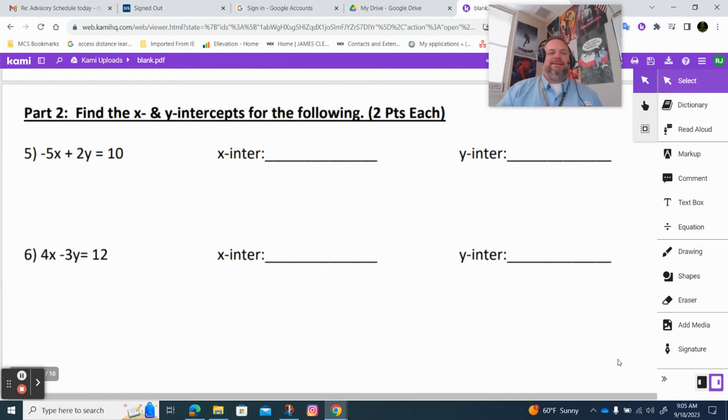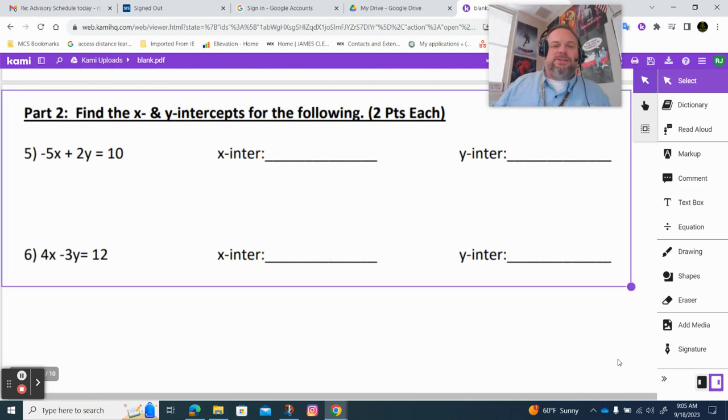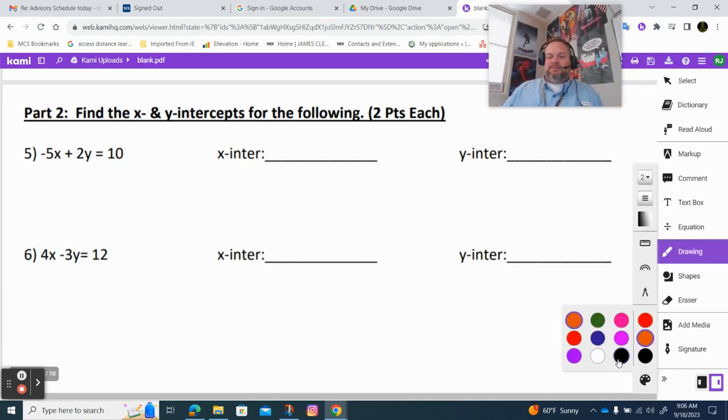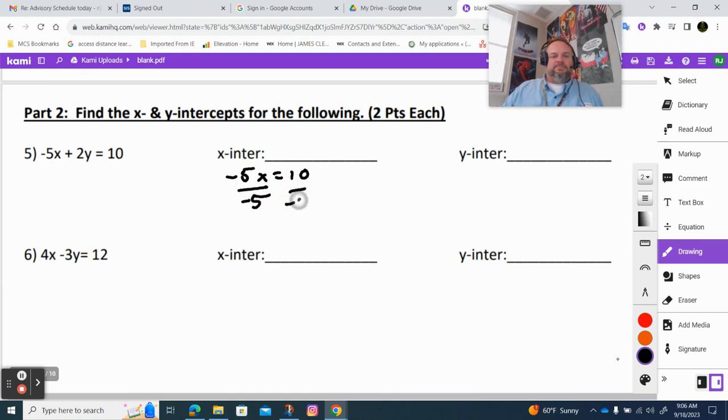All right. Part two. Each of these are 2 points each. So that's 2 points for the x-intercept, 2 points for the y-intercept. So x-intercept, we cover up the y. We end up with this. We get -2 over here. Cover up the x. We get 5.